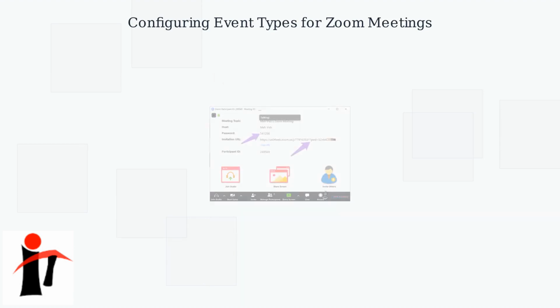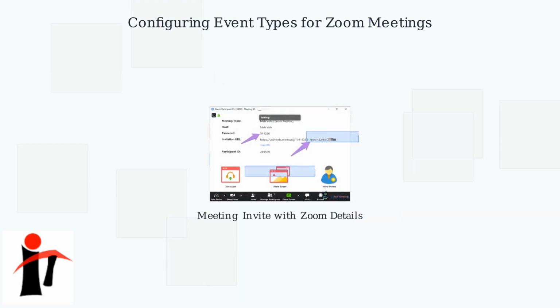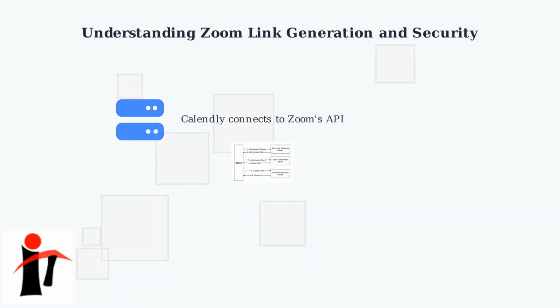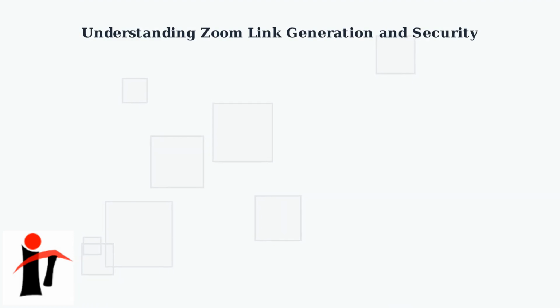The generated Zoom meeting details, including the URL and password, are automatically embedded in the booking confirmation and calendar invites. With this configuration, every booking for this event type will automatically include a secure Zoom meeting link, streamlining your virtual scheduling process. Calendly uses Zoom's API to create unique meeting IDs and links for each booking. This ensures every scheduled event has its own secure connection.